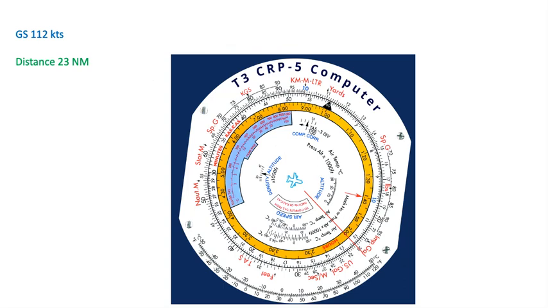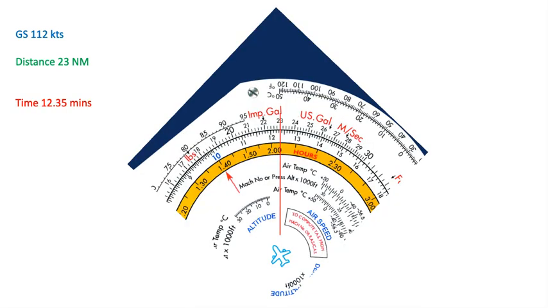So that's our starting point. We then need to look for the distance. The distance is on the outer scale, and we've got that handy little line that we can spin round on the CRP, and we're going to spin that all the way round to 23. If I zoom in and spin that round, you can see I've lined up 23.